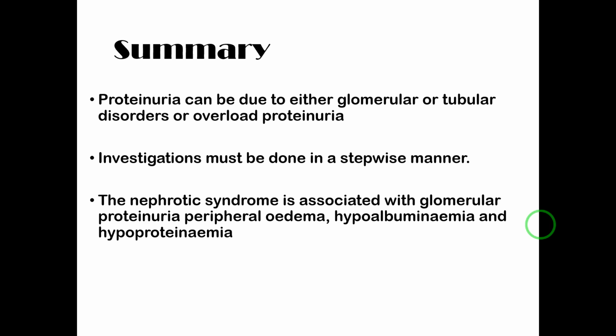The other disease in this lecture was the nephrotic syndrome. It is a glomerular proteinuria disease, and it is associated with peripheral edema and hypoalbuminemia secondary to loss of albumin in the urine, and hypoproteinemia also secondary to the increased or excessive loss of the protein in the urine, in addition to the dyslipidemia.